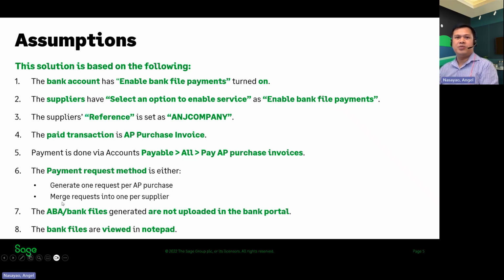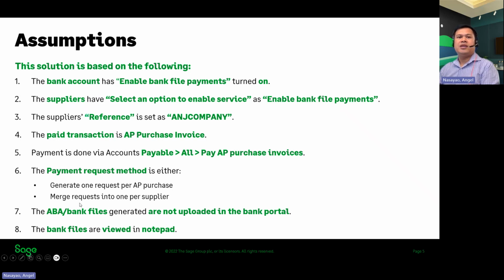But we have here as well the option to merge requests into one per supplier, which means that it will collate and add up all the AP purchase invoices that you're going to pay for a particular supplier, and just get one line for it, aggregating everything per supplier. So that's just that option in there, and we will see the impact later on.